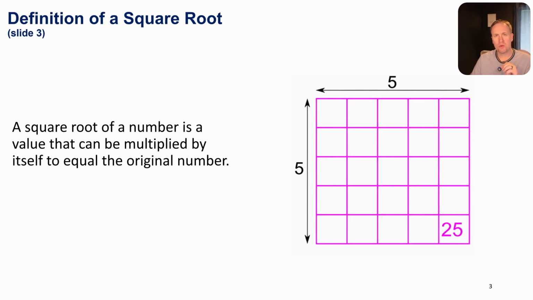So do you know why we use the word square here? Well, it's kind of illustrated in the image on the right-hand side of our screen here. If we construct a square with 5 tiles on one side and 5 tiles on another side, and we were then to multiply that against each other, 5 times 5, we would get a total of 25 squares inside of it. That is the area then of this square. So when I go to define a square root, it is a value that can be multiplied by itself, like 5 times 5, to equal the original number here.